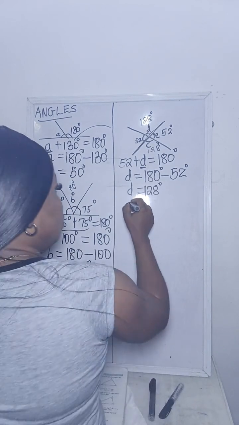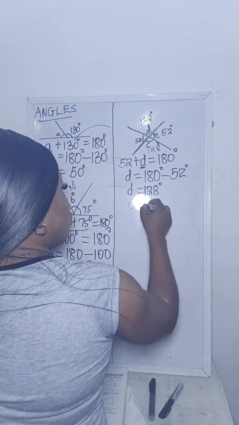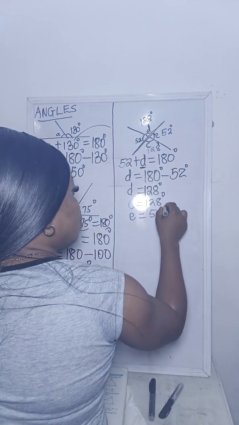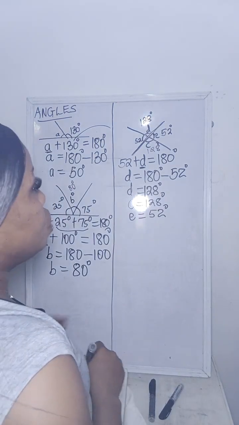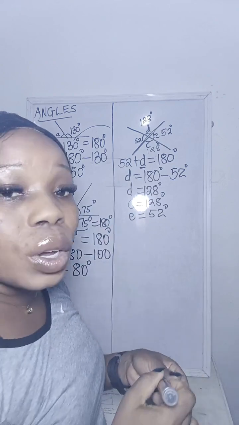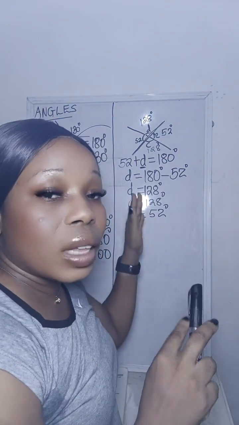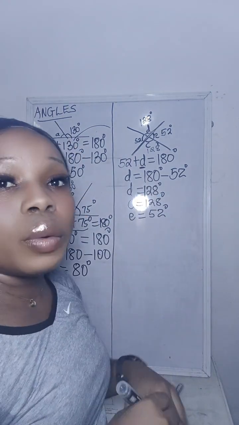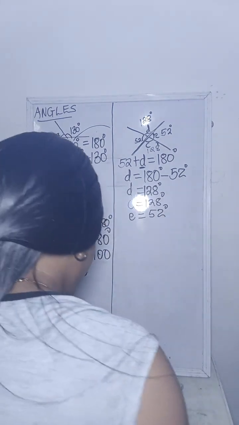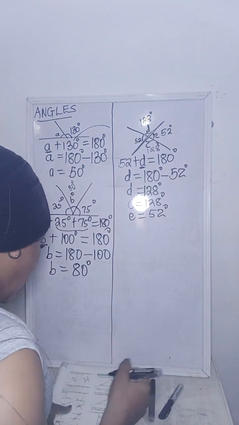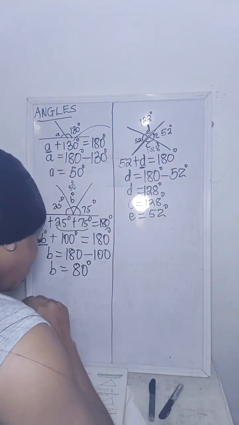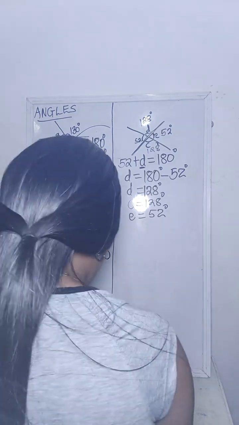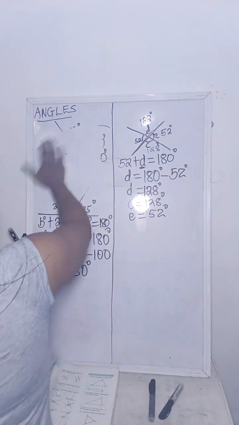So our C is 128 degrees, and then E is 52 degrees. So this is a very, very easy way of getting your other angles instead of trying to work everything out the regular way. When you follow the rules, you would get your answers almost immediately. All right, next question. I might need to clean this other side.